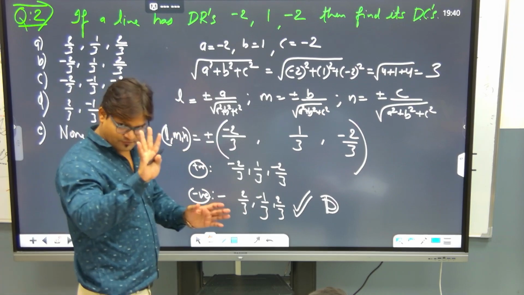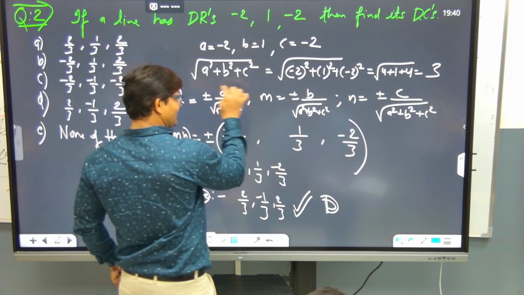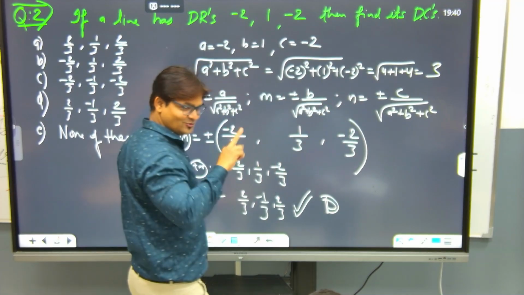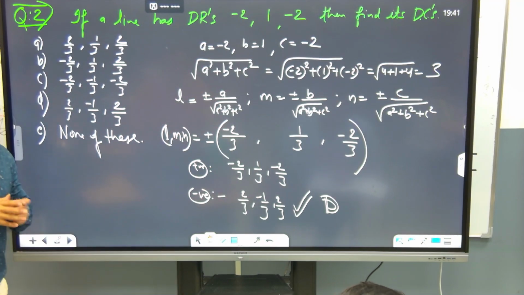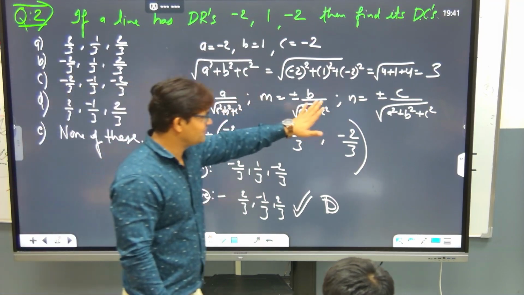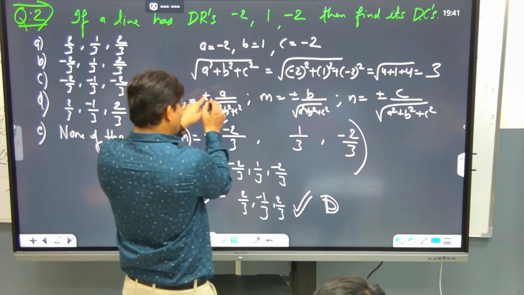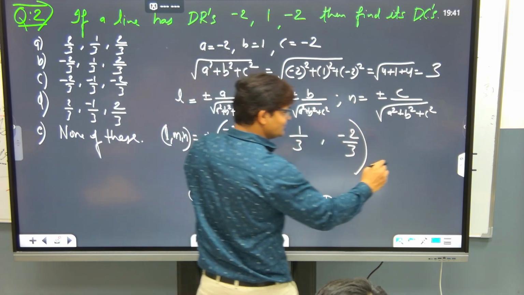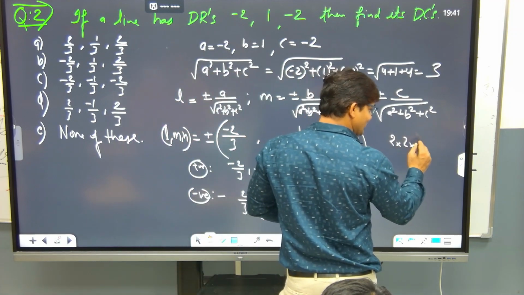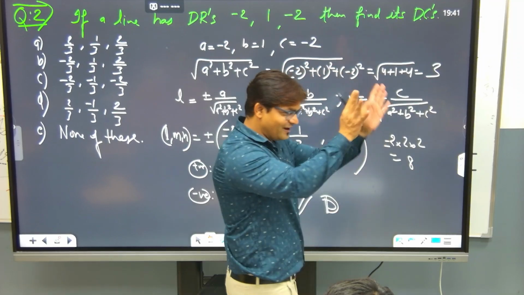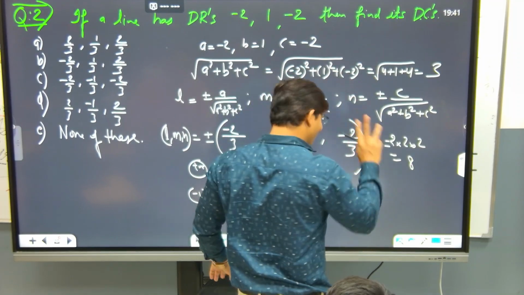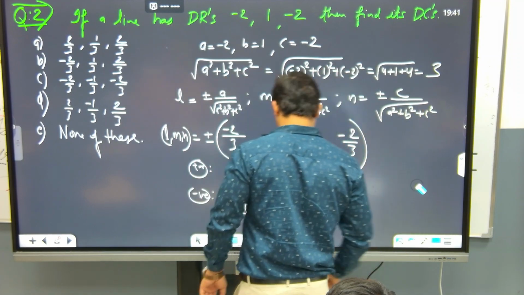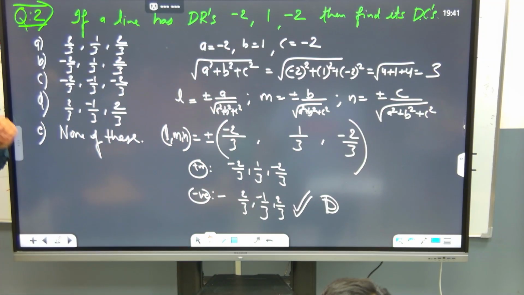Don't write the answer in 6 format or 8 format. We write L is plus minus, M is plus minus, N is plus minus. But every time, if we take one case with plus, then all plus. If we take one case with minus, then all minus. Don't use that type of permutation combination, 2 into 2 into 2, 8 types of cases. In all directions, only 2: this side or the opposite of that. Opposite means we take the negative of that case. Now next case.